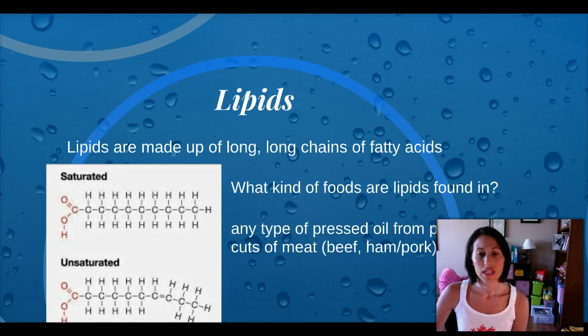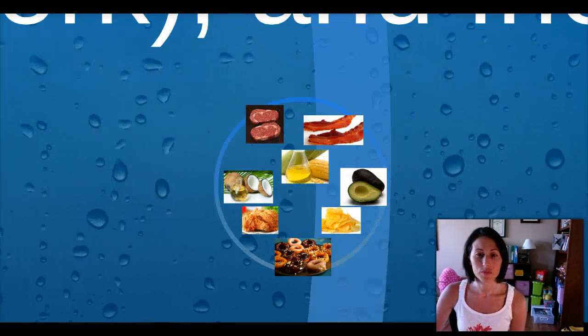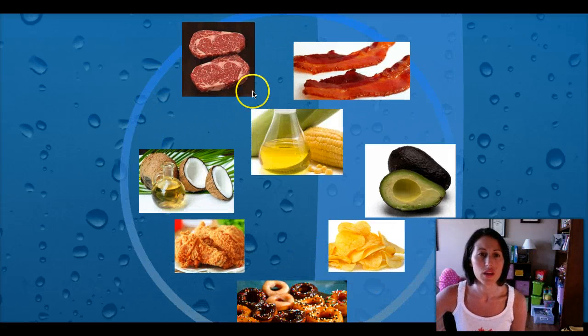Lipids are found in any type of pressed oil from plants, the more fatty cuts of meat like beef and ham and pork, and fried foods. Okay, so here you can see this cut of meat, all that white part is kind of marbled through there. That's all fat. We've got bacon and corn oil.